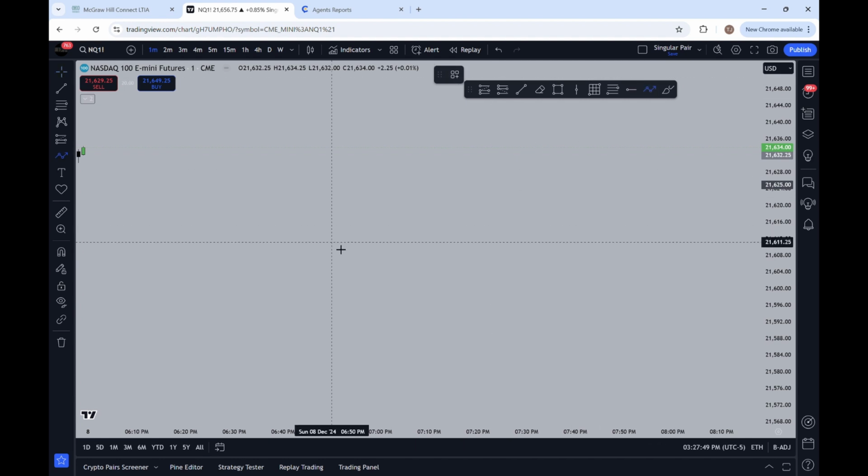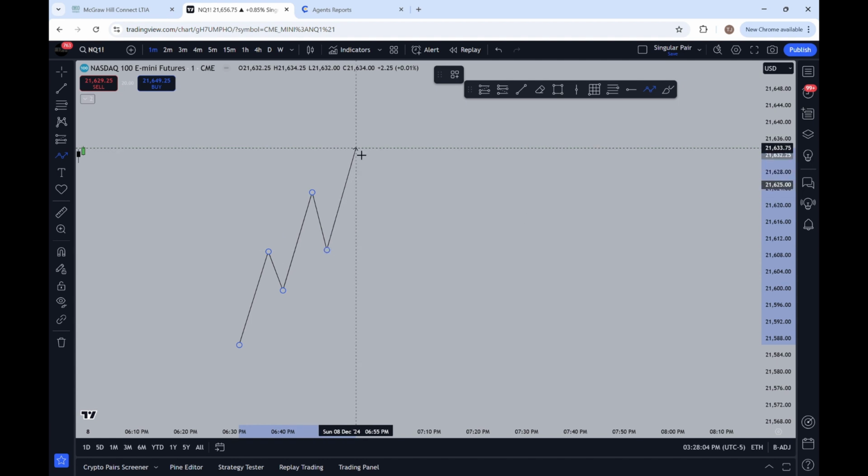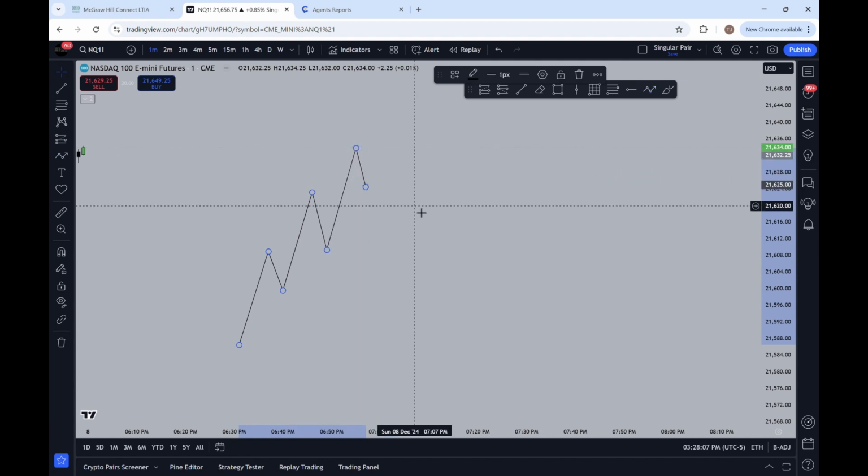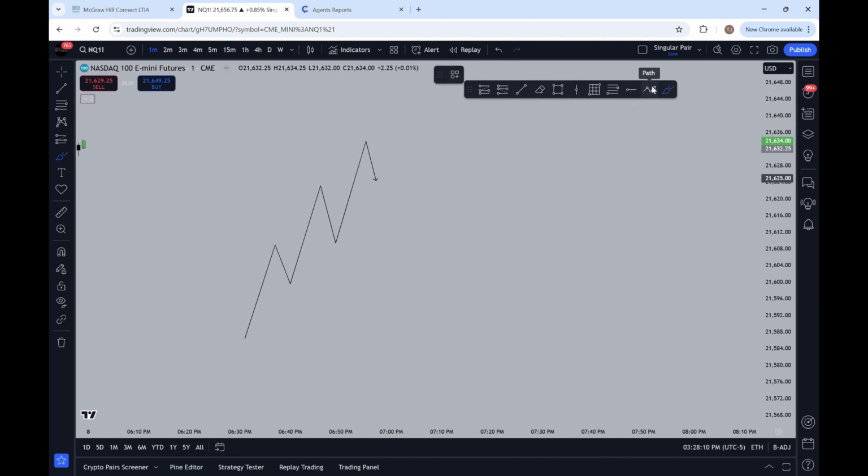So, the market is just trending. When it's trending, it makes higher highs, higher lows, higher highs, higher lows, higher highs, and higher lows, right? And that's if we're bullish. Now, if we're bearish, the market's going to be making lower highs, lower lows, lower highs, lower lows, lower highs, and lower lows, right? That would be a bearish example.